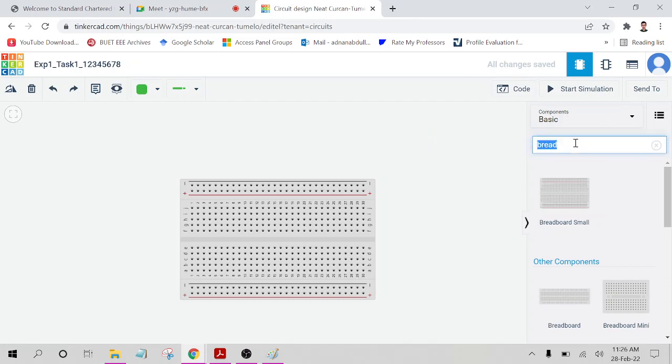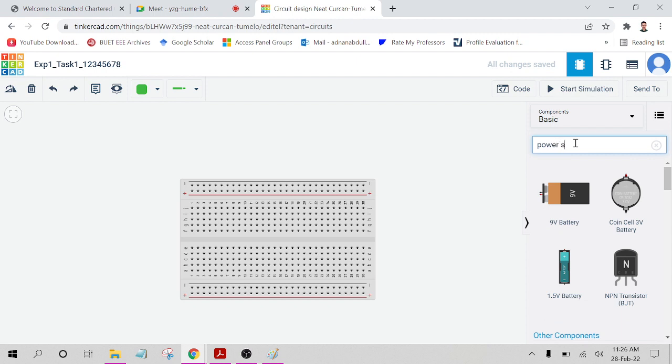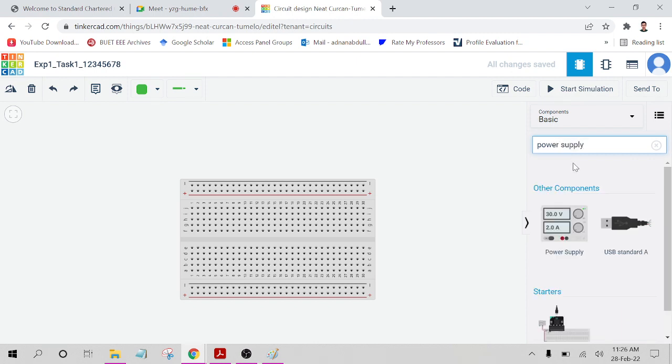Next we need a power supply. Search in the dialog box power supply. If you do not put the space, the suggestion will not be shown. So place the power supply here.